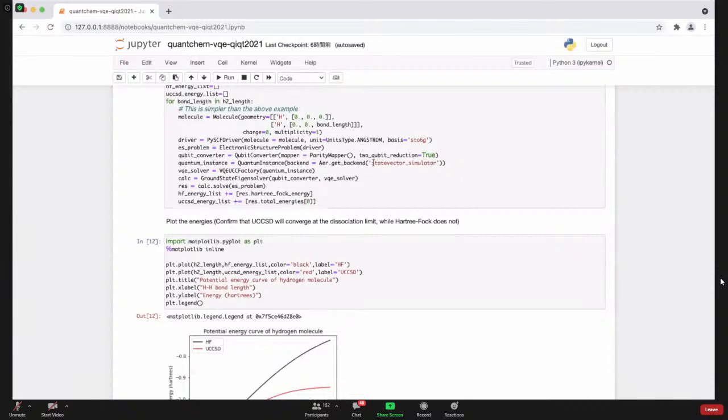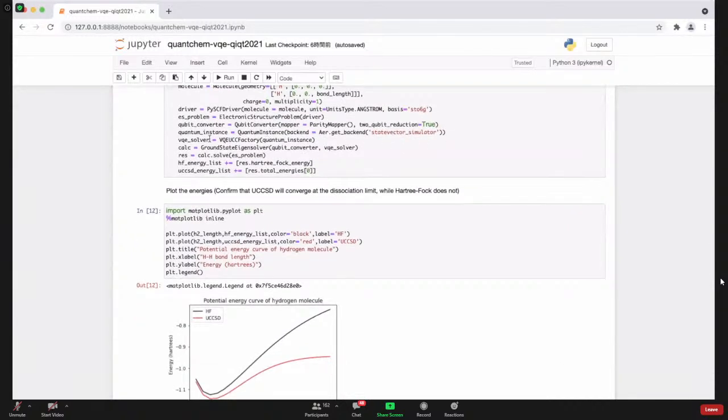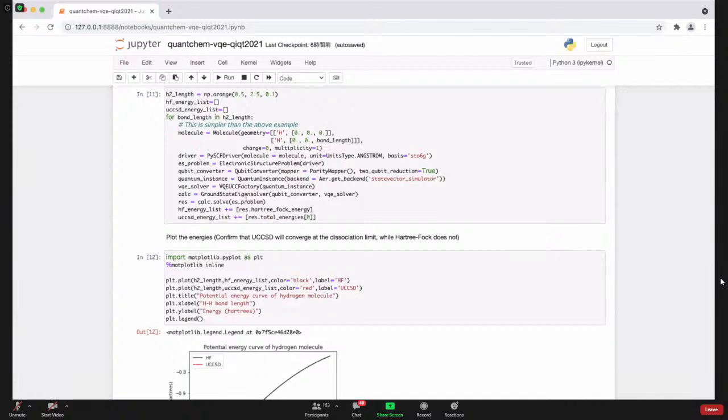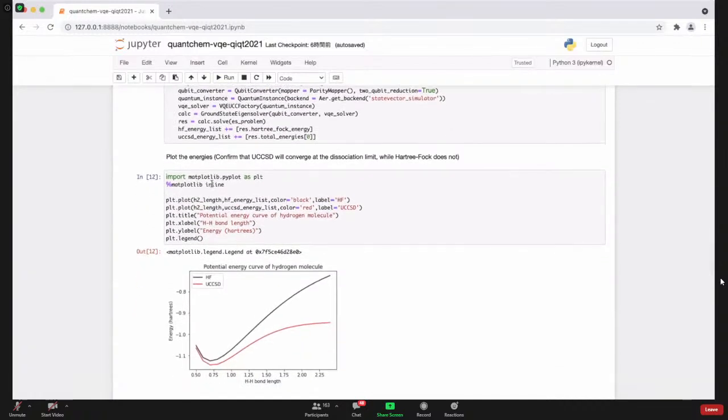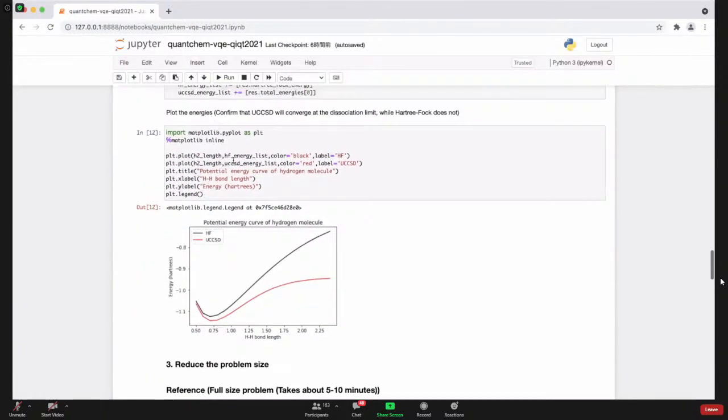And we choose the state vector simulator for the backend again. And this time we use a VQE UCC factory, which is sort of more optimized, where you don't have to set the number of particles and so on. Maybe this is easier. And you use this to solve the ground state and get the results. And finally, you get the Hartree-Fock energy and the coupled cluster UCCSD energy like this. And so we're going to draw a potential energy curve of these two energies, using those results and matplotlib to make the potential curve like this.